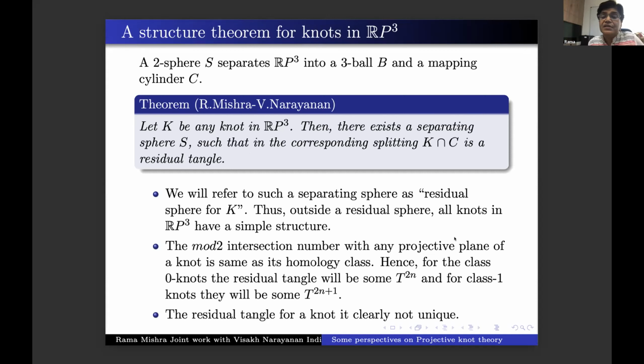So we call that sphere a residual sphere, and the mod 2 intersection number with any projective plane will be the same as its homology class. So basically what we are trying to say is the number of times those tangles intersect. So the residual tangle that we get, that n would be odd or even depending upon whether it's class 0 or class 1. For class 1, n will be odd, and for class 0, it's going to be even.